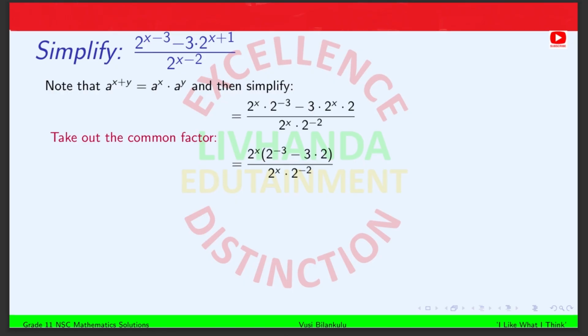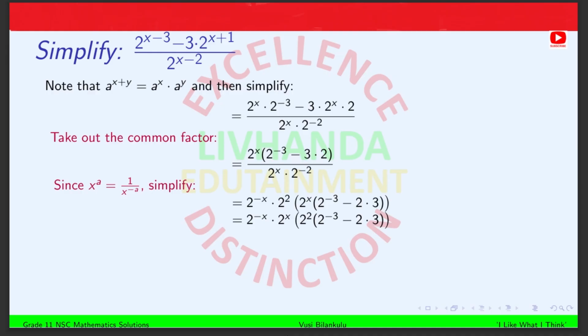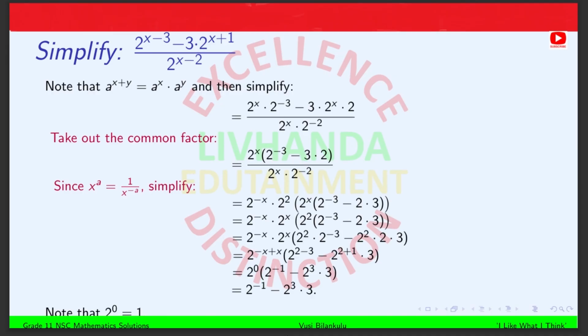Next, take out the common factor of 2^x on both the numerator and denominator. Then rewrite this fraction using the division rule of exponents so that the expression is in the order of 2^(-x) times 2^x times 2^2 times the difference of 2^(-3) and 2 times 3. Furthermore, the expression simplifies to 2^0 times the difference of 2^(2-3) and 2^(2+1) times 3.